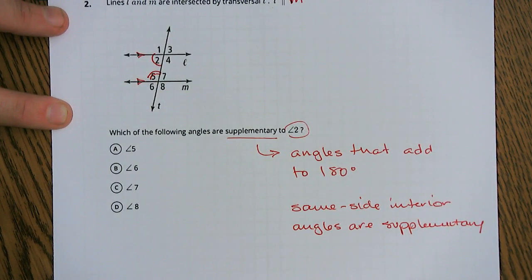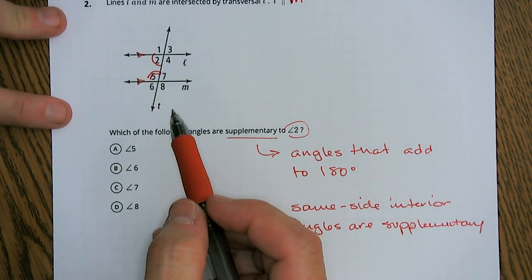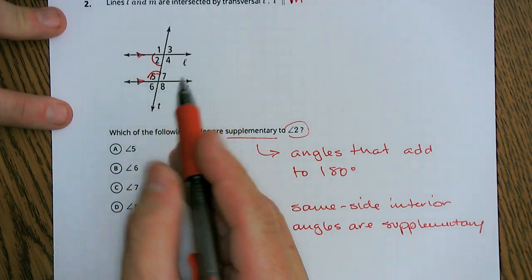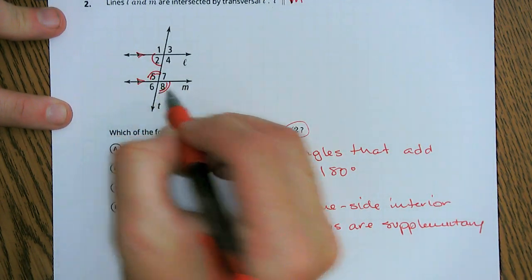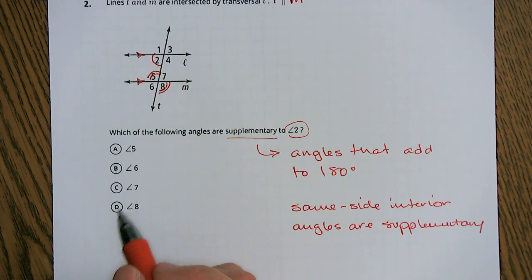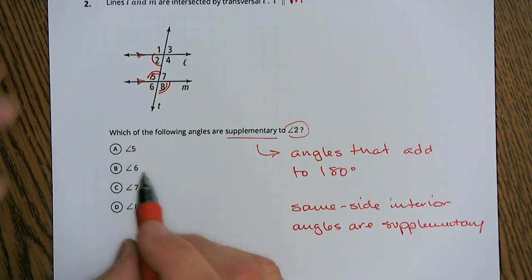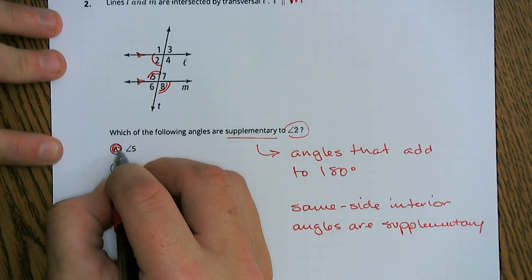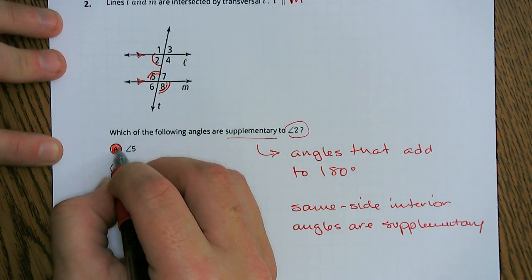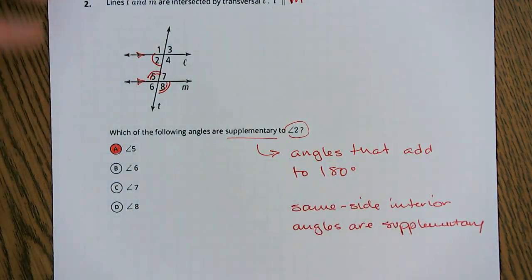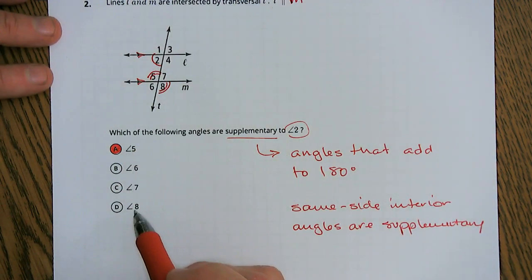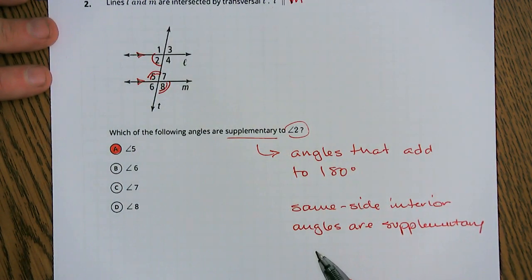Now, technically, angle 5 and angle 8 are congruent to each other because they're vertical angles. But the answer that they're going to be looking for here is angle 5. So just make sure that you understand that there are actually 2 answers here, both 5 and 8, but the answer they're going to be looking for is angle 5.